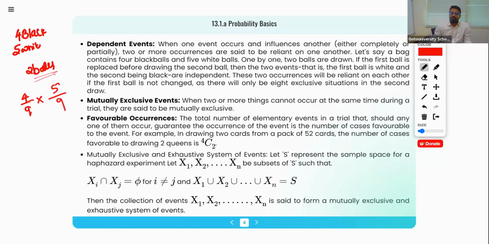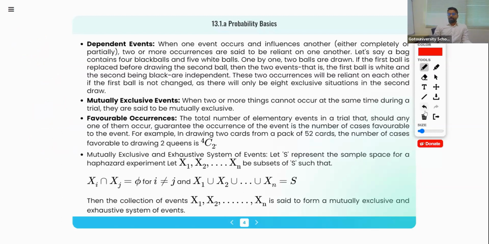So it doesn't affect anything if you replace it. But if you don't replace it, what happens? The first one is 4 by 9, the second one becomes 4 by 8, because one ball is reduced, so the total number of balls is also reduced. That is 5 by 8, sorry, because the number of black balls is still 5 only, but the total number of balls became 8. So they depend upon each other. The results depend upon each other. Such events are called dependent events.